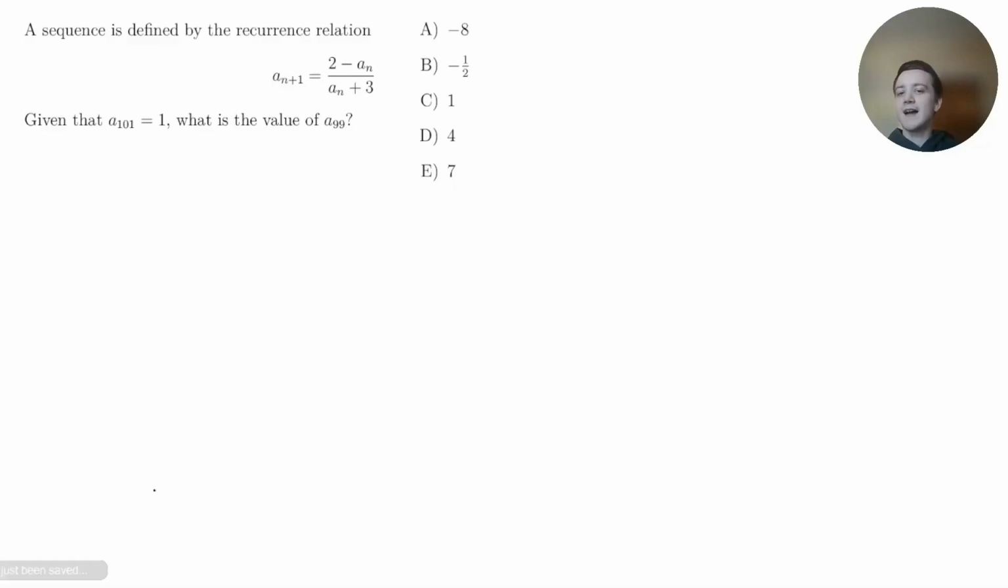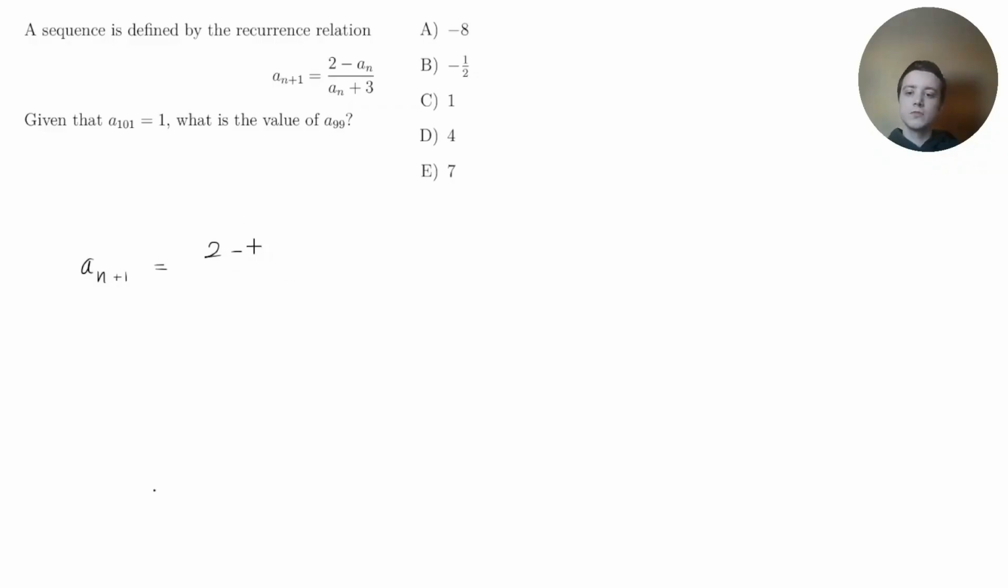So we're told that a_{n+1} is (2 minus a_n) over (a_n plus 3). And we're given the 101st term in the sequence, which is 1, but we're asked for the value of the 99th term. So we need to figure out a way to go backwards rather than forwards. Let's think about the information we're given. We're told that the (n+1)th term is (2 minus a_n) over (a_n plus 3).